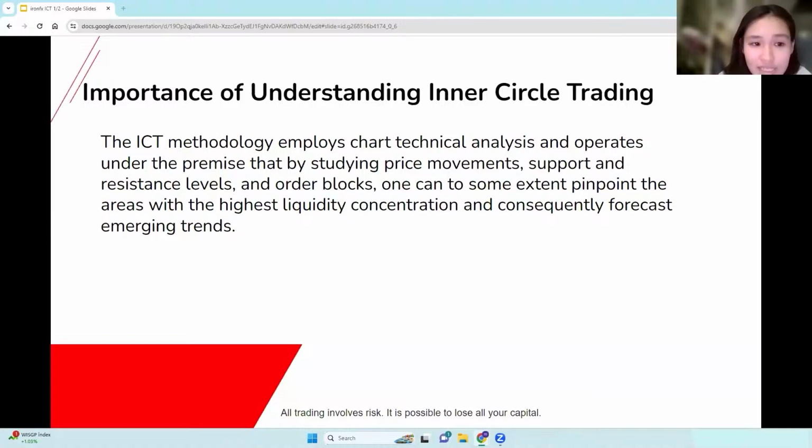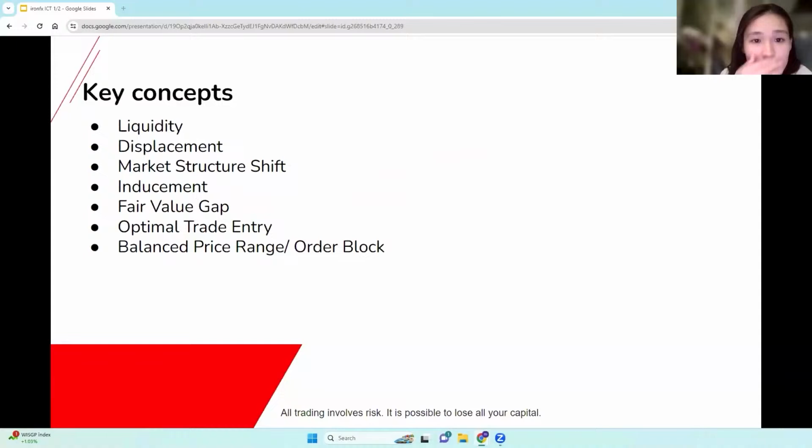So what exactly it is: basically employing chart technical analysis, and it operates under the premise that by studying price movements, support and resistance levels, and order blocks, one can to some extent pinpoint the areas with the highest liquidity concentration and consequently forecast emerging trends.